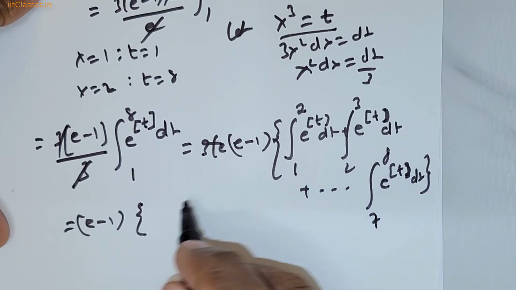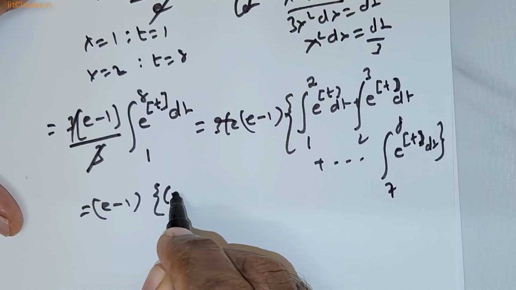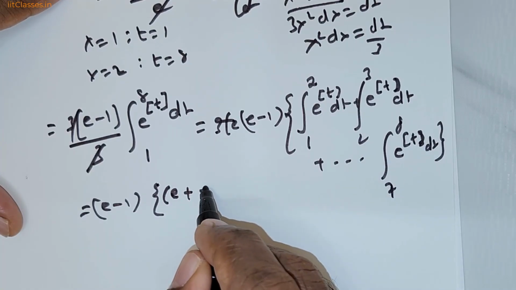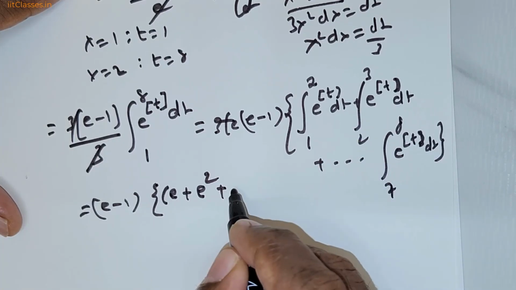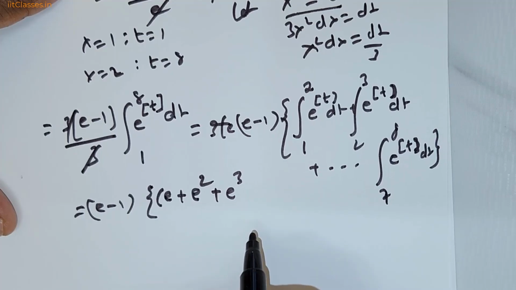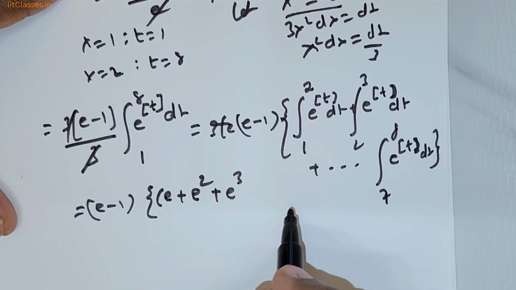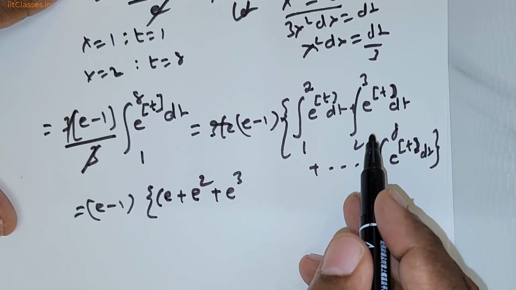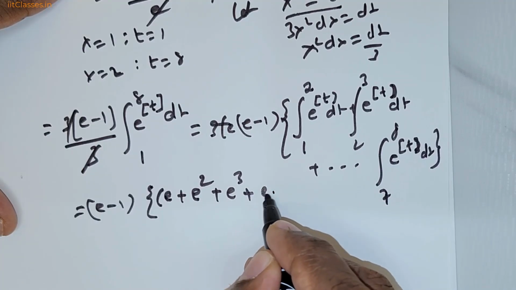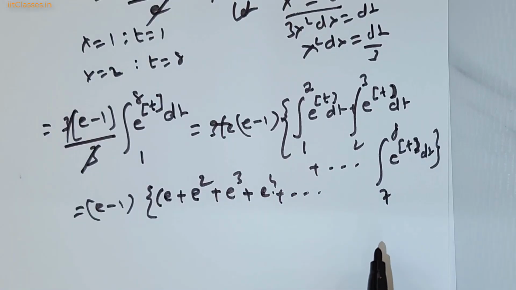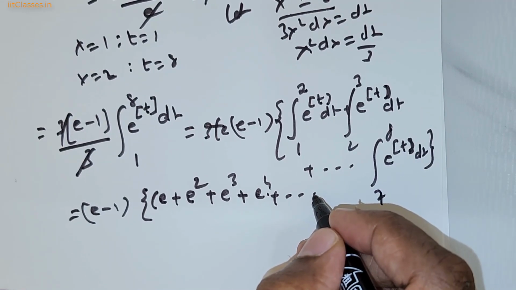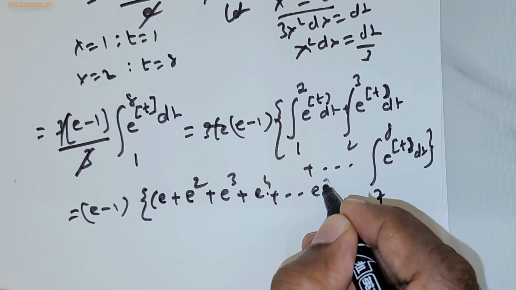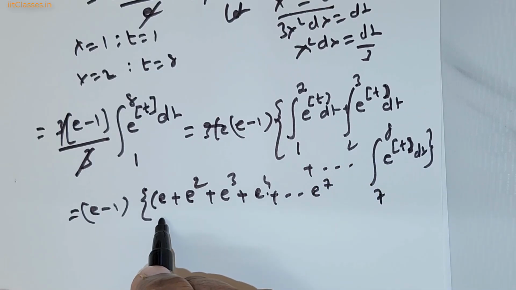So if I were to integrate these quantities, the first term will give me e, second term will give me e raised to the power of 2, right, between 2 to 3. So the third term is e raised to the power of 3, and I will have to stretch all the way. This is going to be e raised to the power of 4 plus etc. all the way, right? The last term is going to be 7 to 8. So this is going to be e raised to the power of 7.